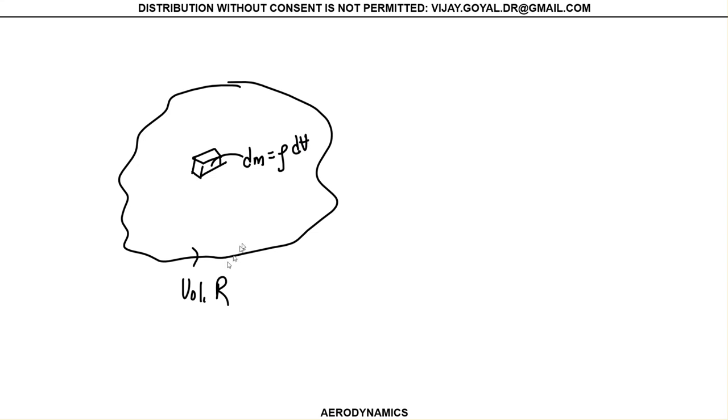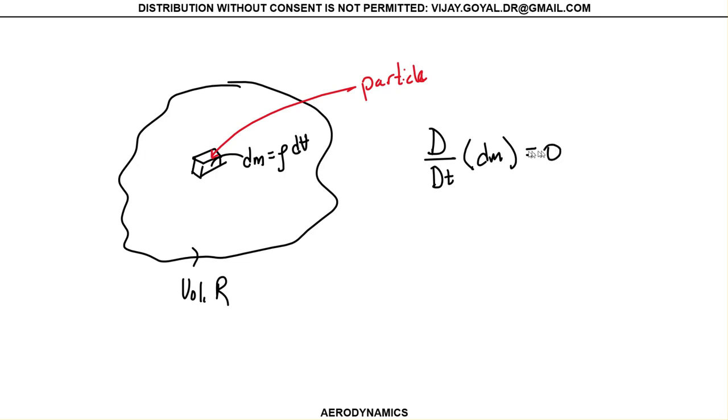That small element is what we're going to call a particle. It's going to be a small particle that we will evaluate and see what happens. So according to the conservation of mass, your total mass, your delta mass, with respect to time, has to be 0. Another way that we often write this is m dot as well.